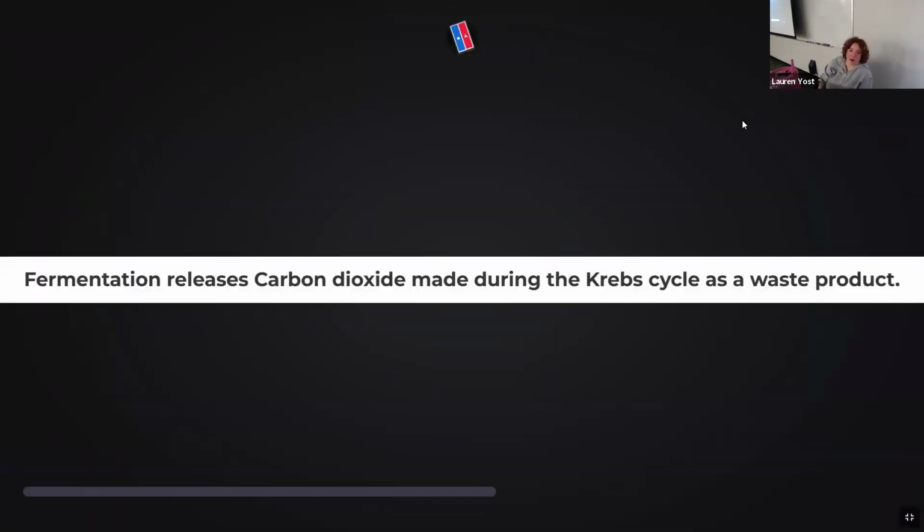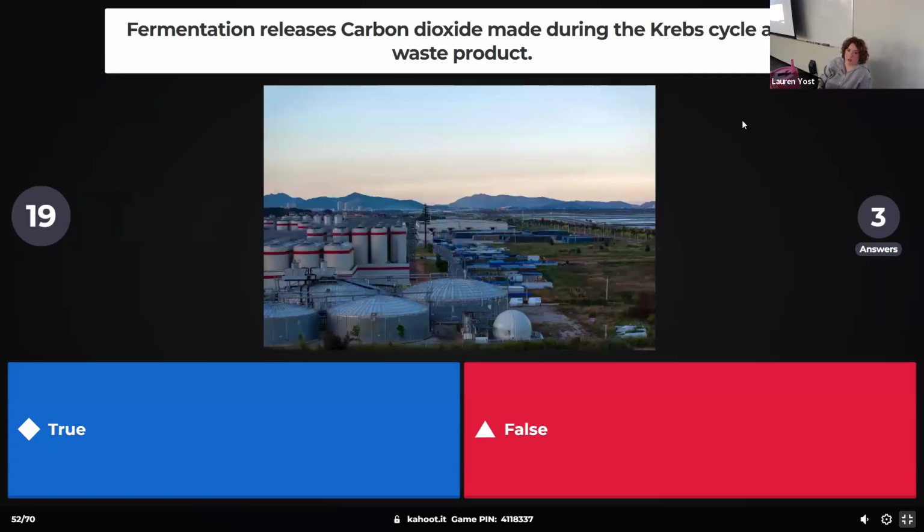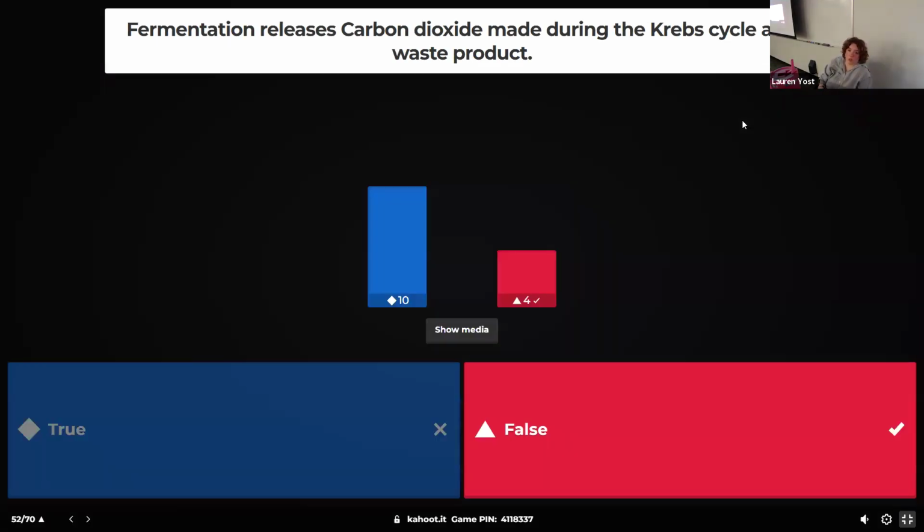Fermentation releases carbon dioxide that is made during the Krebs cycle as a waste product. So this is false, because if you're going through aerobic respiration, then you will make carbon dioxide during Krebs or your intermediate step, yes. But fermentation is only glycolysis. So if you're thinking here, like when you ferment, you can make carbon dioxide though.